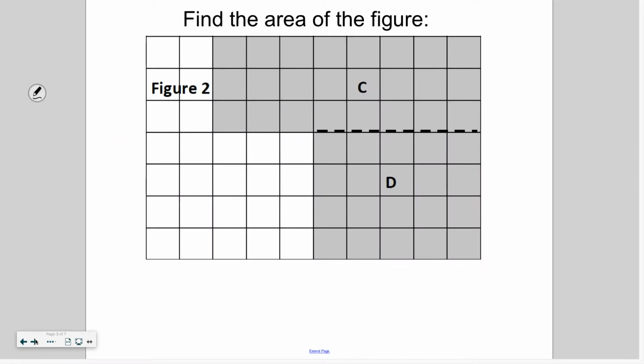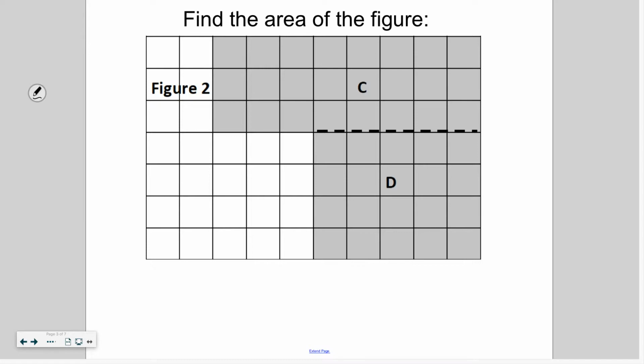So here we have figure 2 and we're trying to figure out the area of this figure, but I notice it's an irregular shape. When we find the area of rectangles, we've always multiplied the length and the width. But rectangles have 4 sides and the opposite sides are always the same length. Since this shape is irregular, meaning it's not a shape that we normally see, we can't do that. So we're going to partition it or decompose it into 2 rectangles, which has already been done right here.